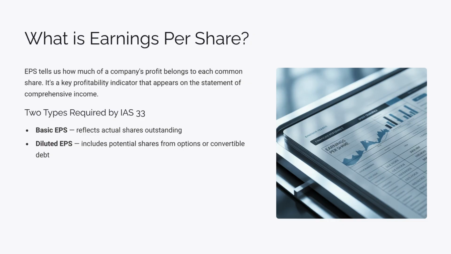IAS 33 requires two types of EPS: basic EPS, which reflects actual shares outstanding during the year, and diluted EPS, which also considers potential shares, like stock options or convertible debt. In this video, we'll focus only on basic EPS, the foundation you must understand before tackling dilution later on.